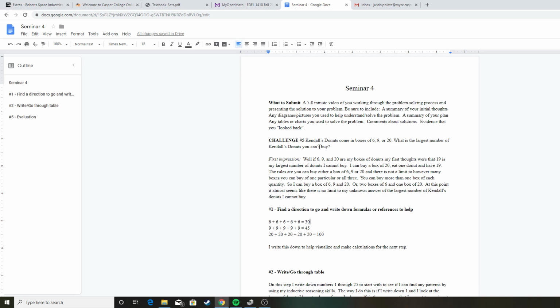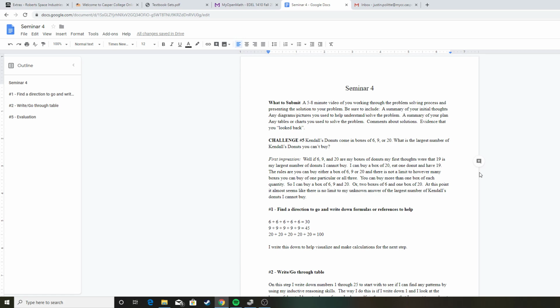So mine was challenge 5, and it reads: Kendall's donuts come in boxes of 6, 9, or 20. What is the largest number of Kendall's donuts you cannot buy? My first impression was, if 6, 9, and 20 are my boxes of donuts, my first thought was that 19 is the largest number of donuts I cannot buy. I can buy a box of 20, eat one donut, and have 19.